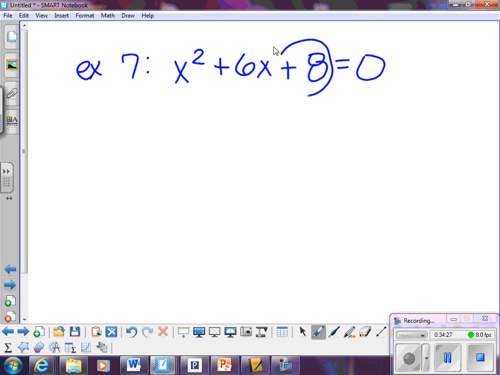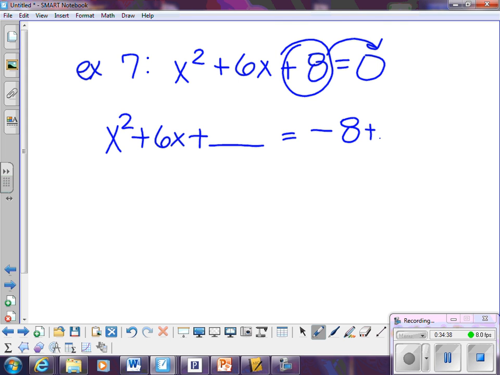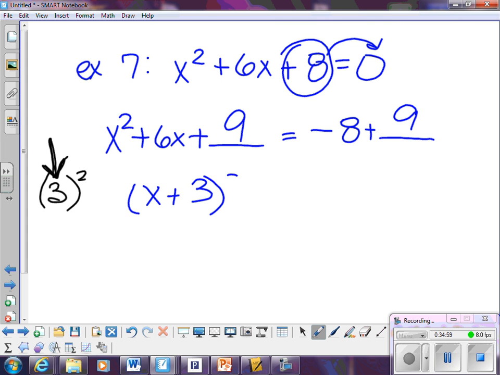Move the 8, right? So what's going to happen when you move it to that side? It's going to become negative. And I always can put plus a blank, right? Always. So negative 8 plus a blank. What's half of 6? I'm going to write it over here because I'm tired of walking over there. So 3, and then I have to square it, right? So that's what goes in my parentheses. 3 squared is 9. So that's what I have to put here, right? Which gives me x plus 3 squared. Isn't that what I'm trying to do? Yes. What's negative 8 plus 9? 1.